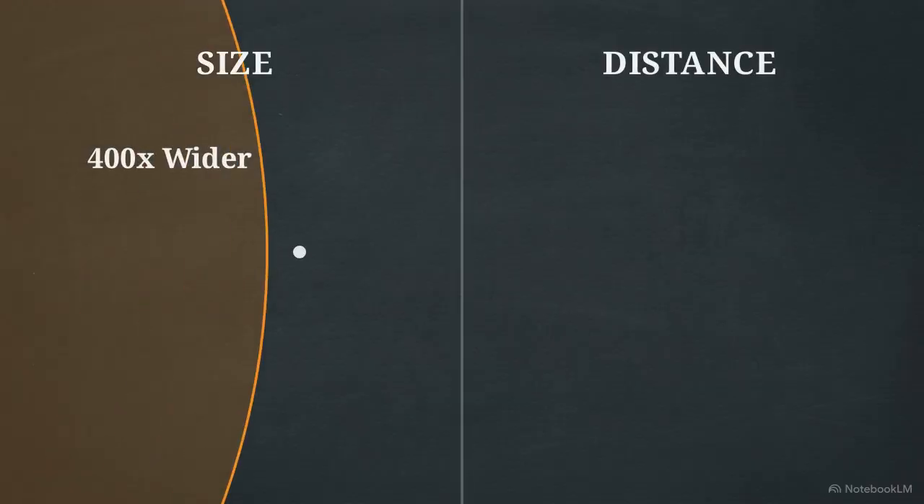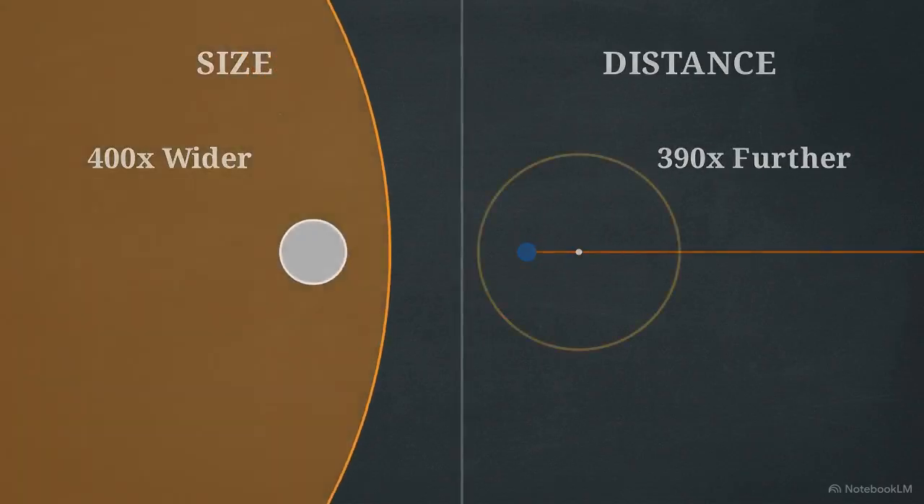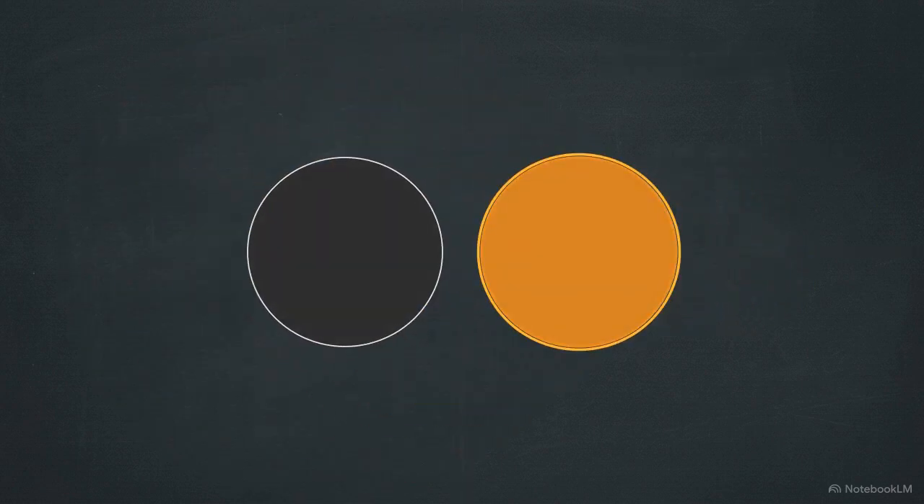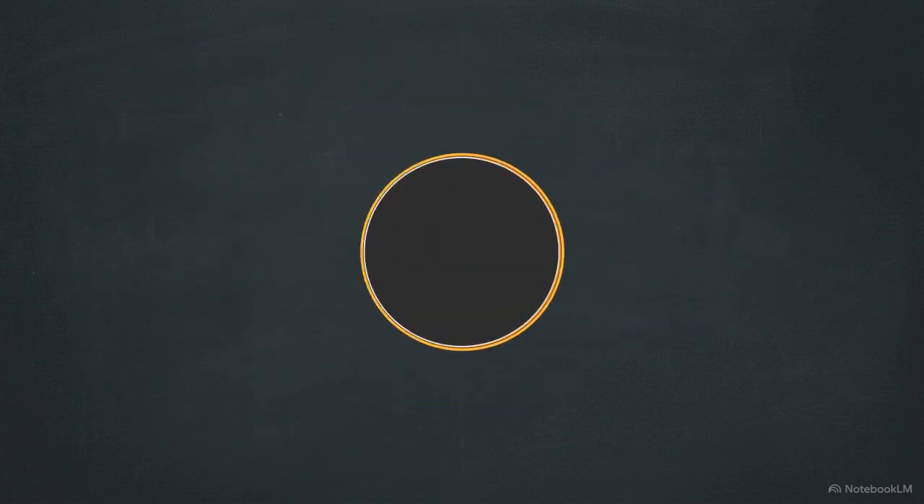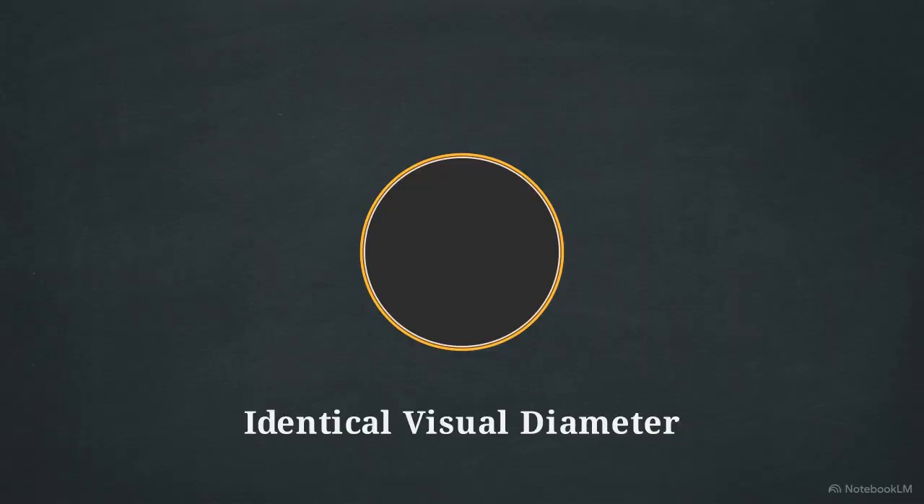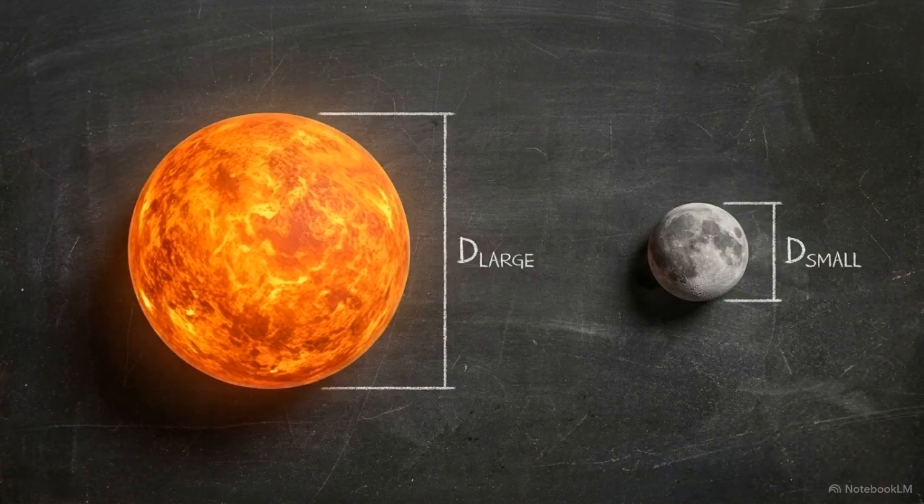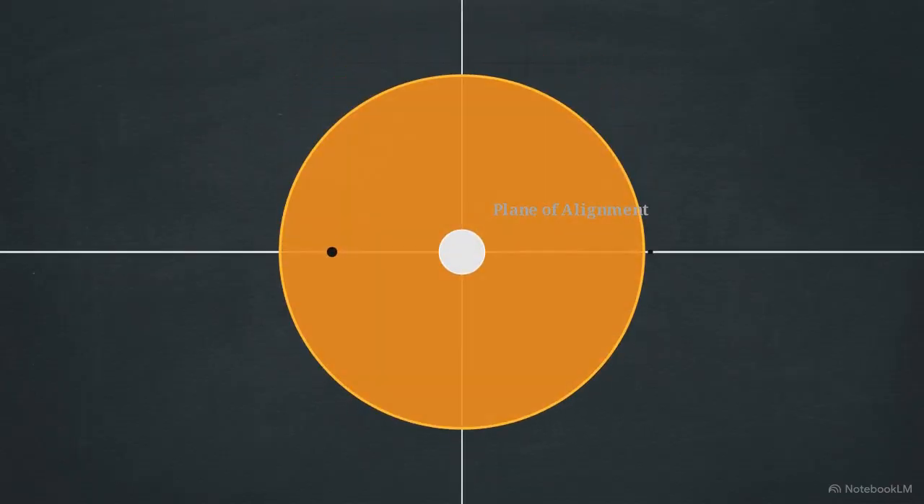The Sun's diameter is roughly 400 times wider than the Moon's, but it sits 390 times further away. These two ratios nearly cancel each other out, making both bodies appear almost identical in our sky. Since this effect is the result of specific proportions, we can use symbolic geometry on a 2D screen to map exactly how these shadows form.